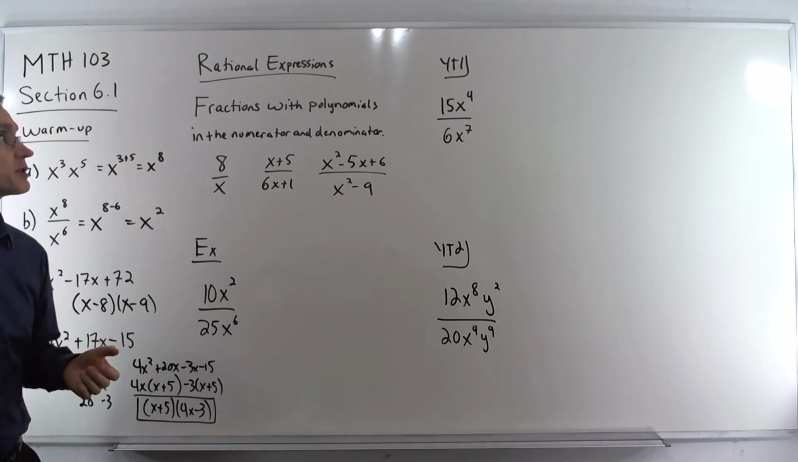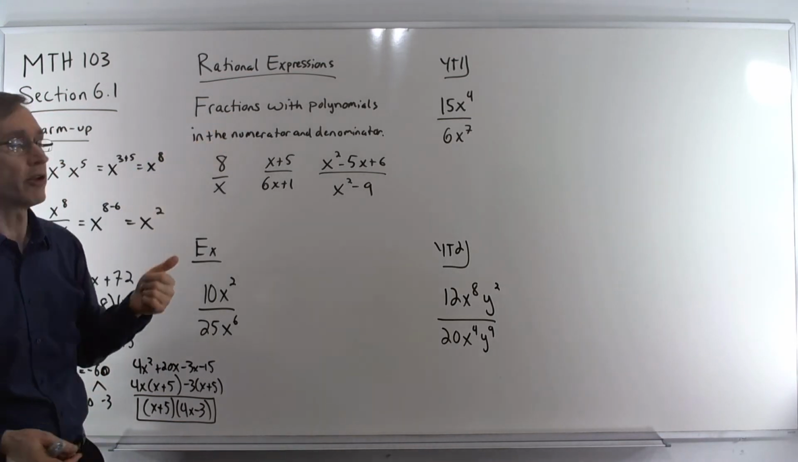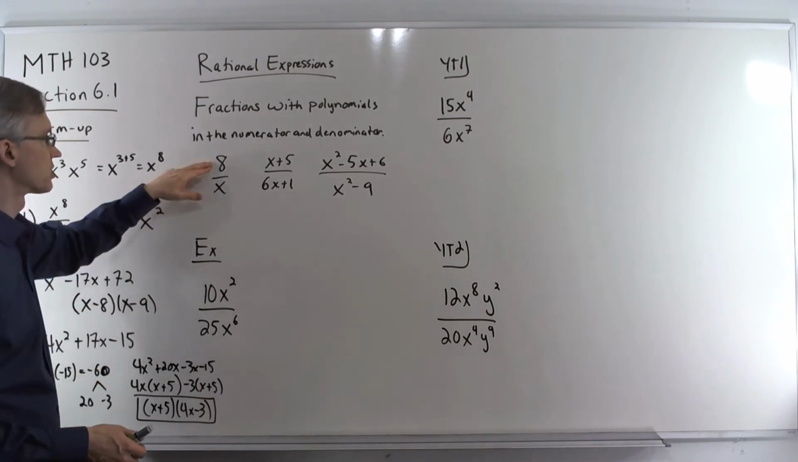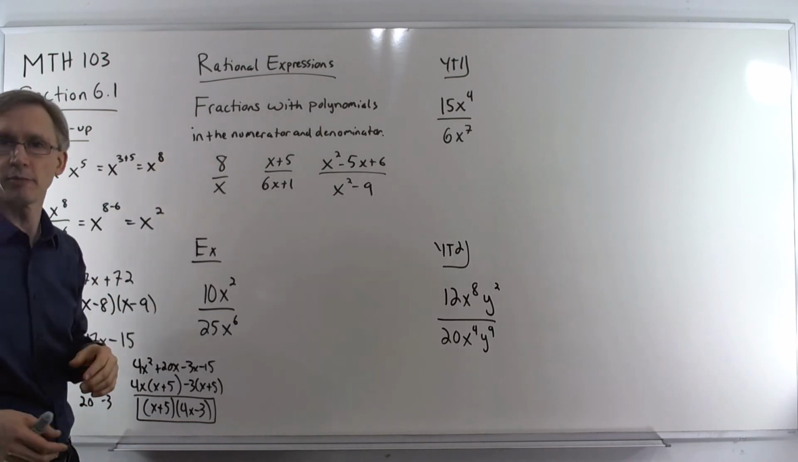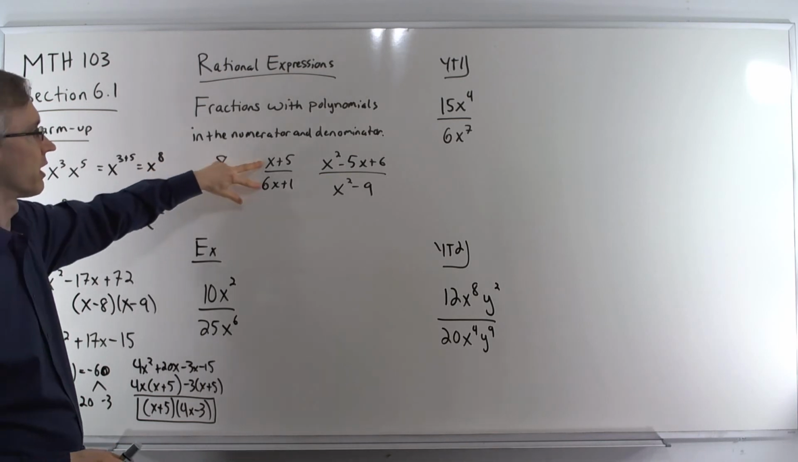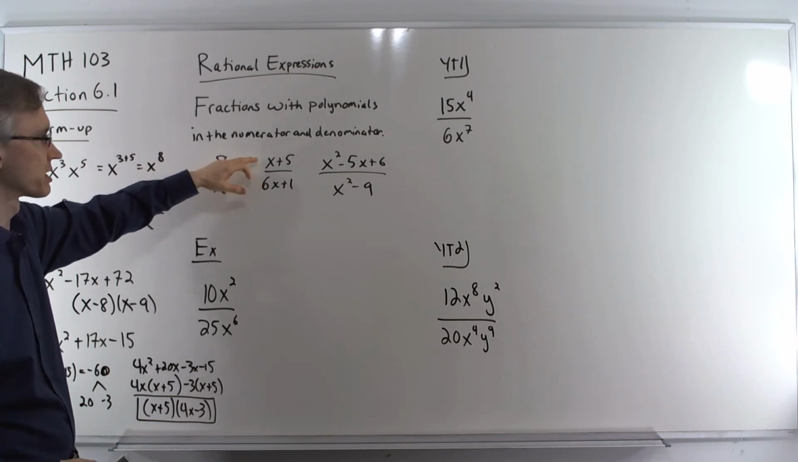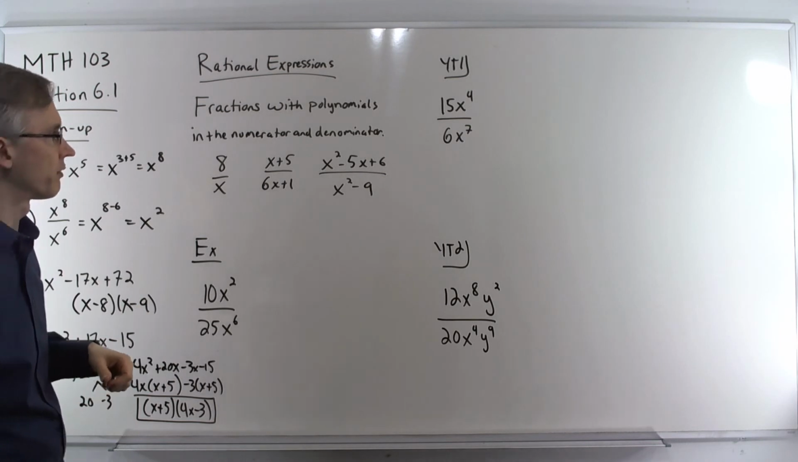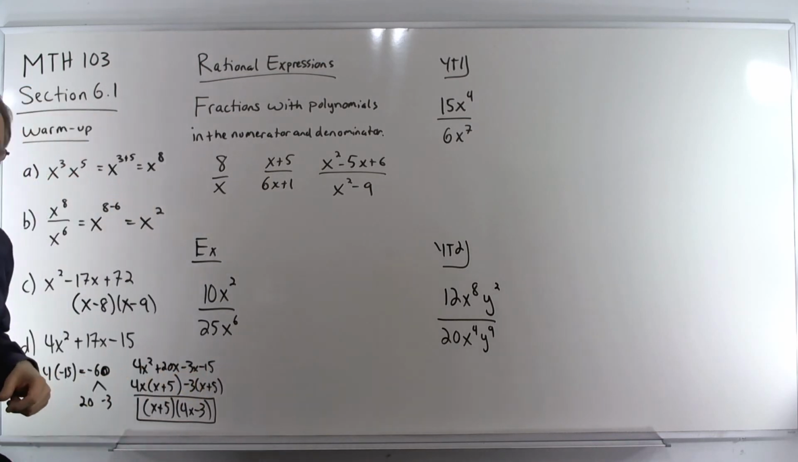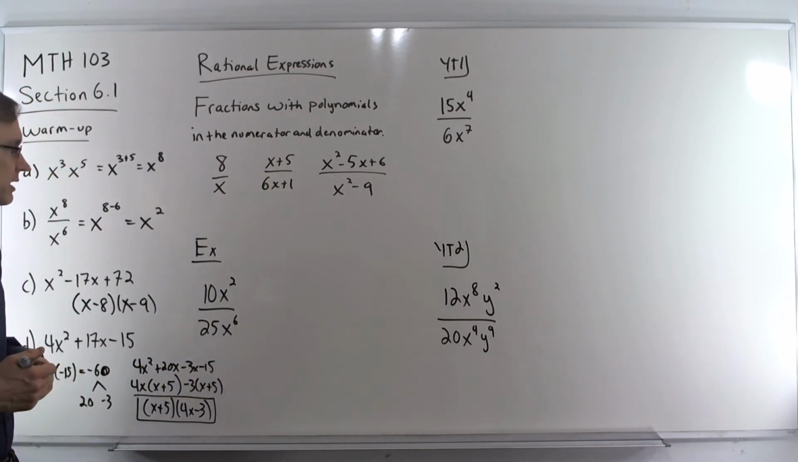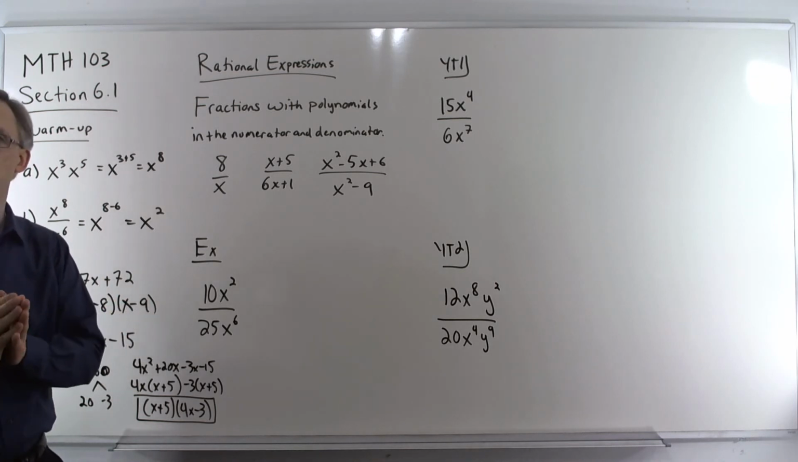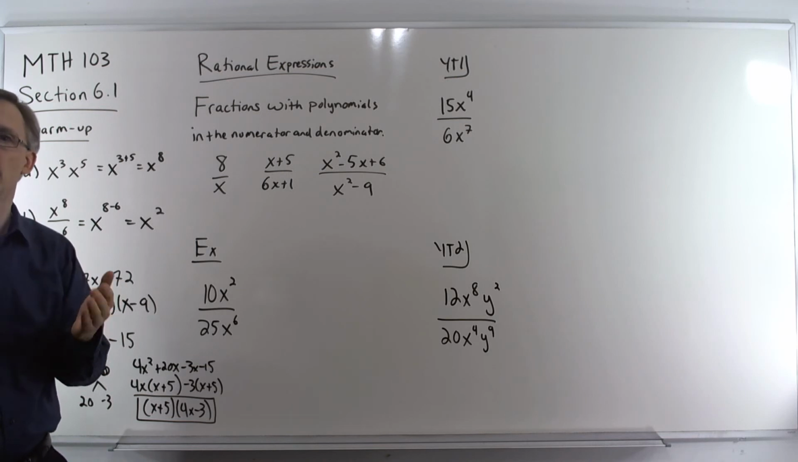So we're going to be working with rational expressions, and they are fractions with polynomials in the numerator and the denominator. And here are some examples. So just a single number 8, a constant, that's technically a polynomial. And x is a polynomial, so here we got a rational expression. Here we got things that look more like traditional polynomials, x plus 5 over 6x plus 1. And then we've got some factorable polynomials over here, and these are the types we're going to be working with extensively today. So the idea in simplifying rational expressions is to factor both the numerator and denominator, and then cancel any matching factors.